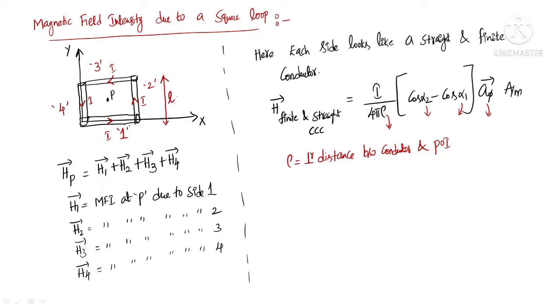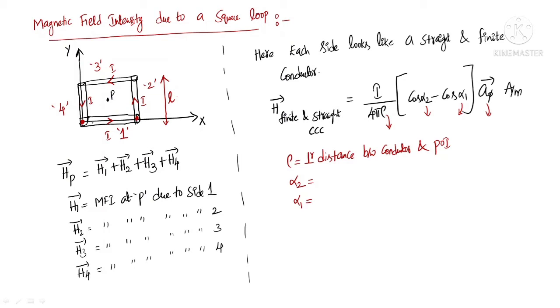So each and every side has the same length for a square. I am assuming the square with side length L. So rho is the perpendicular distance between conductor and point of interest. Alpha 2 is the angle made by the finishing end, and alpha 1 is the angle made by the starting end. This is the starting end of this conductor and this is the finishing end of the conductor. Is it right or not?